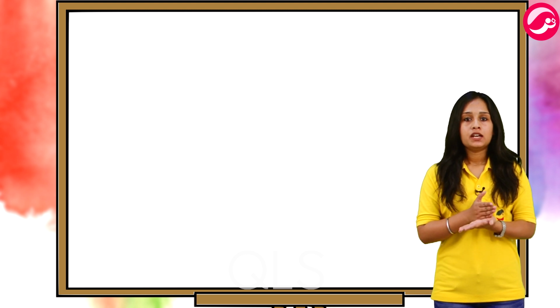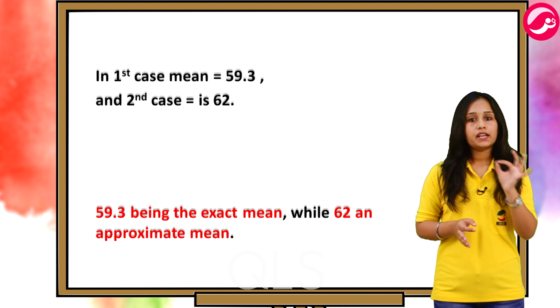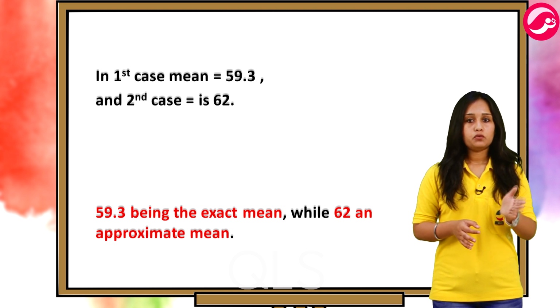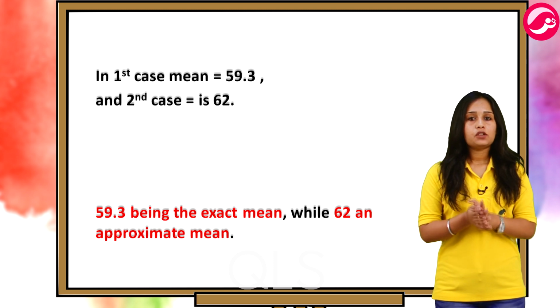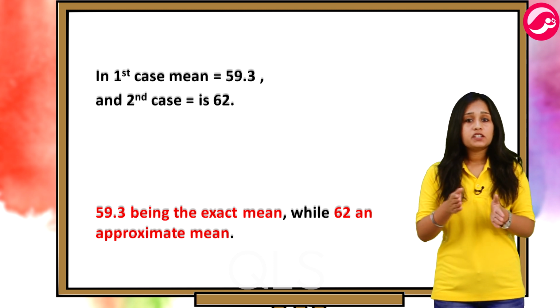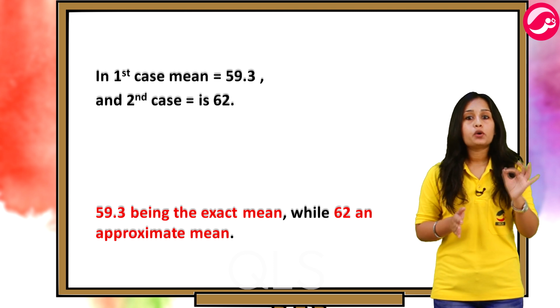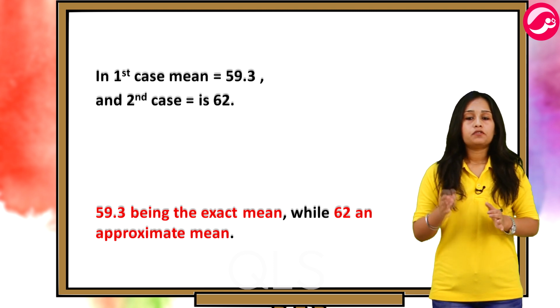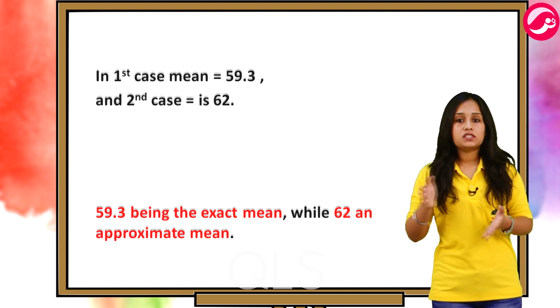calculation of the mean, the results obtained are different. In the first case the mean was 59.3 and in the second case, in which we use the direct method, the value of mean is 62. Can you think why this is so and which one is more accurate? The difference in the two values is because of the midpoint assumption in the second table, 59.3 being the exact mean while 62 is an approximate mean.